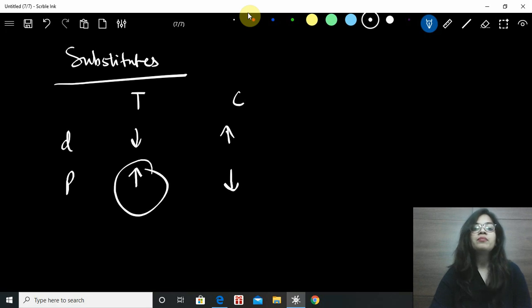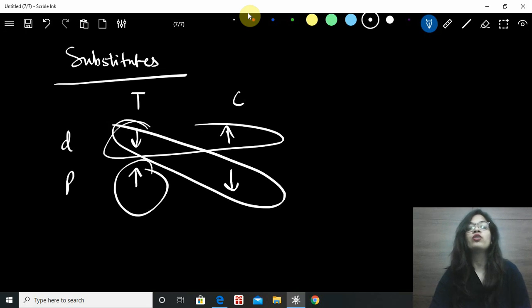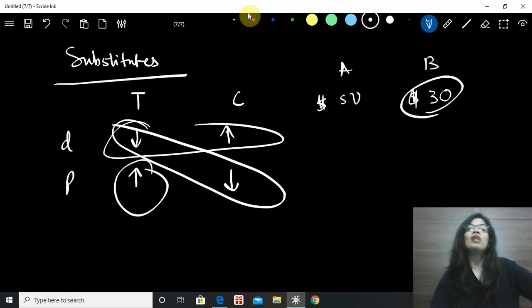So the demand and price of substitute goods are going to go in the same direction, and the demand of the substitute goods are going to go in the opposite direction. For example, if you have two choices of buying products A and B, and the price of product A is 50, price of product B is 30, right? $50 and $30. You are obviously going to be inclined to buy product B because it costs you less.